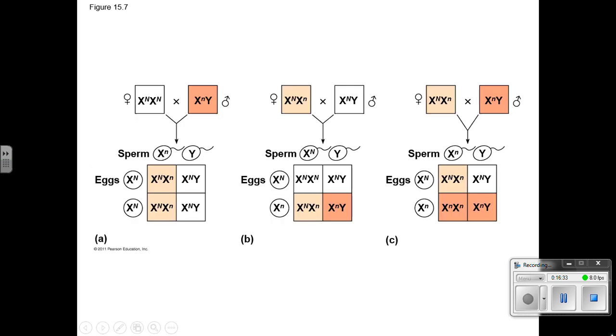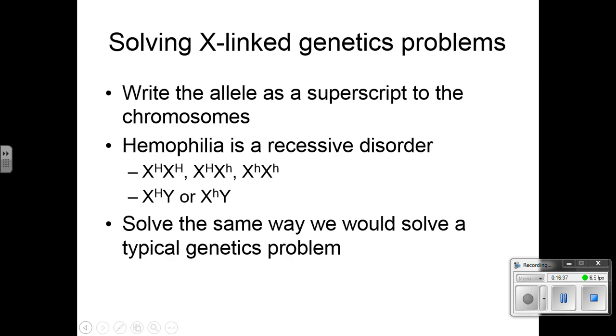Solving X-linked genetics problems. These are really going to be written the same way and solved the same way. We just write the allele as a superscript on the chromosomes, and I've been doing that to kind of show you. And we solve the same way we would solve a typical genetics problem. You saw me do the Punnett squares before. There's no difference.